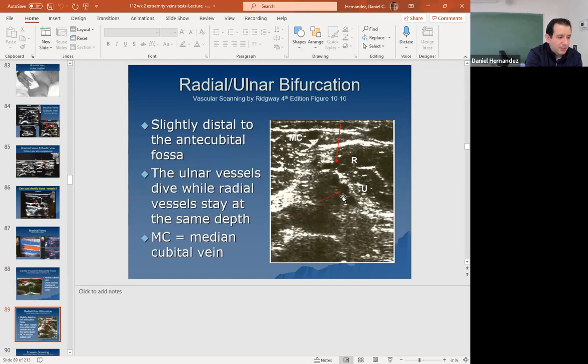Again, look for your arteries as your landmarks. Here you have your radial vessels, your ulnar vessels. As you're working your way down the forearm, the ulnar vessels are going to dive deeper and run more medial. The radial vessels are going to stay more superficial and start coursing more lateral.